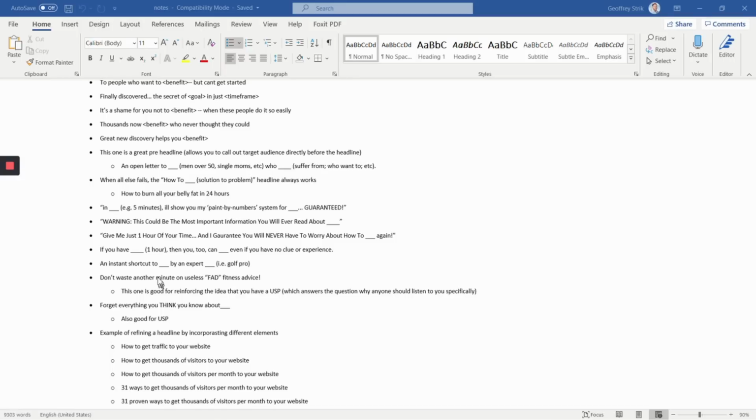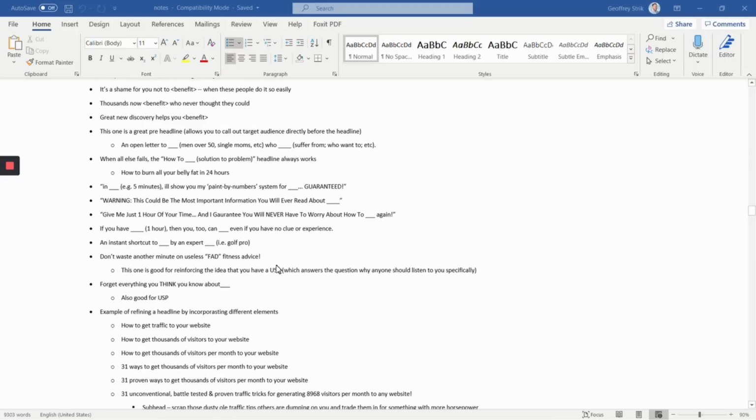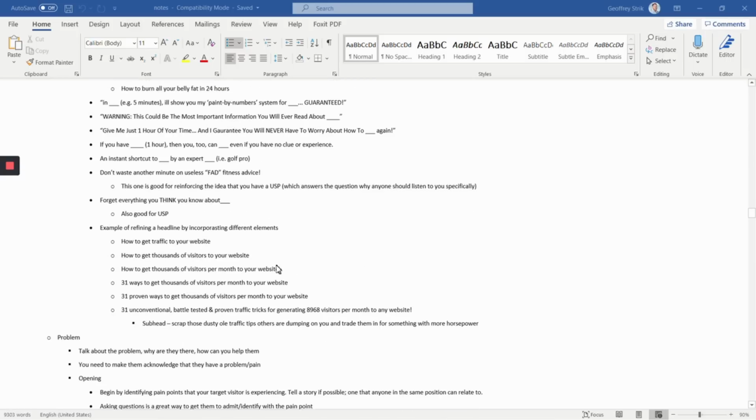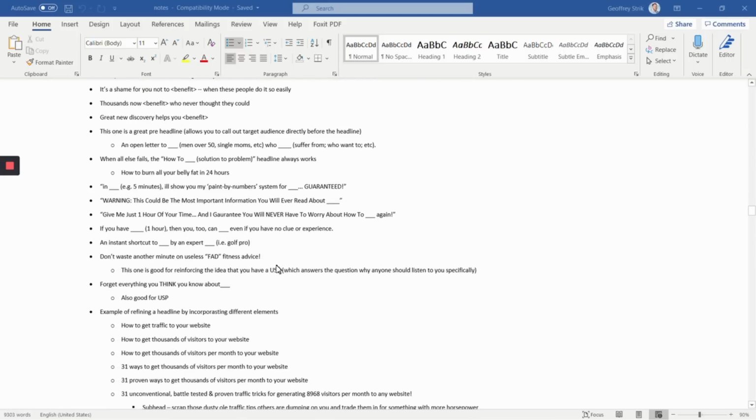An instant shortcut to blank by an expert. So an instant shortcut to make $1 million online by an expert marketer, right? I don't want to waste another minute on useless fad fitness advice. This one is good for reinforcing the idea that you have a USP, which answers the question of why anyone should listen to you specifically. So don't waste a minute on useless fad advice. Forget everything you think about. So I'm just going to scroll through these here. You can pause if you want to, rather than reading them all.